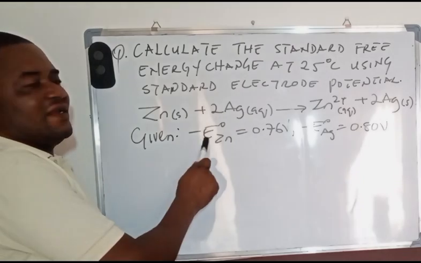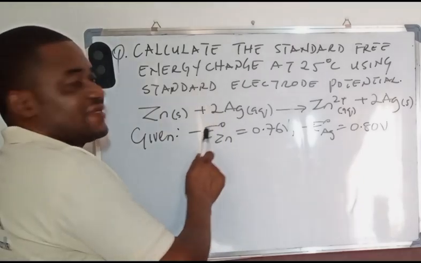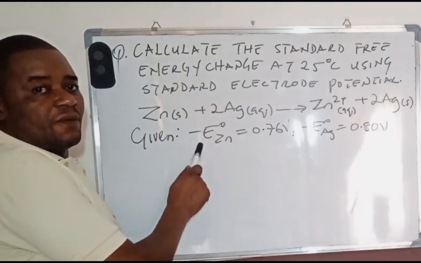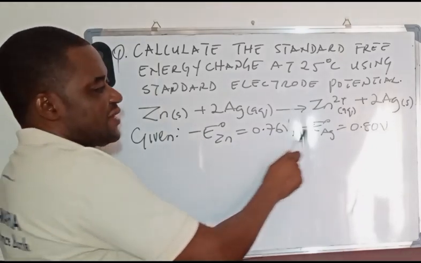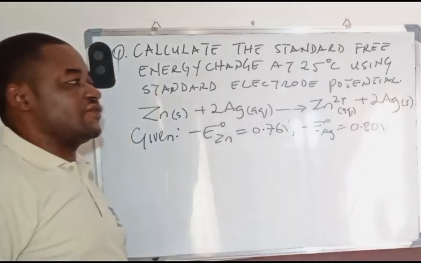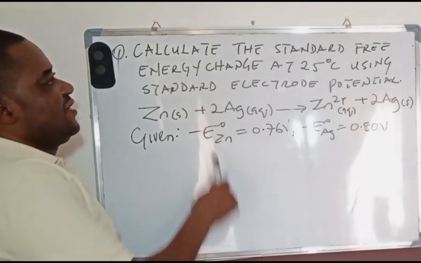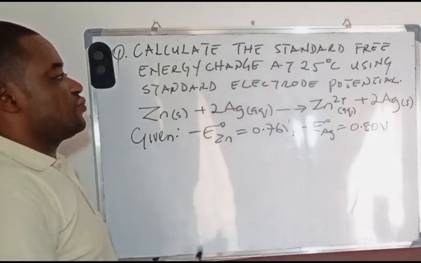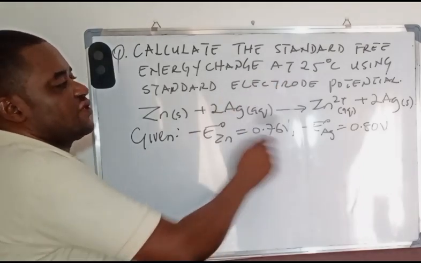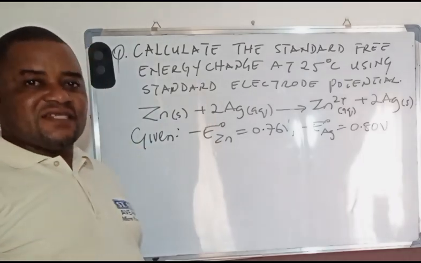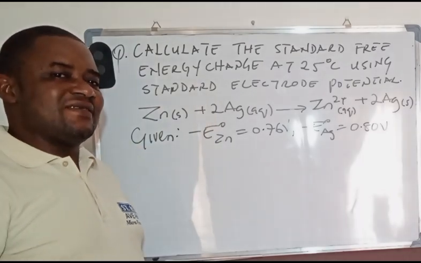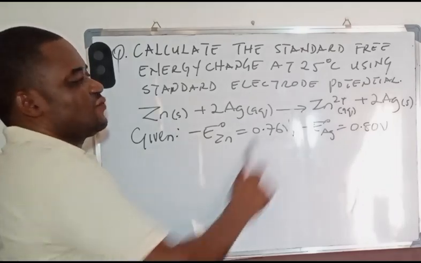And these are their standard electrode potentials, with the 0 on top. So the standard electrode potential for zinc is 0.76 volts, and that for silver is 0.80 volts. How do we now calculate the standard free energy out of these standard electrode potentials that are given to us? The first thing we must do is understand the equation that is given to us.